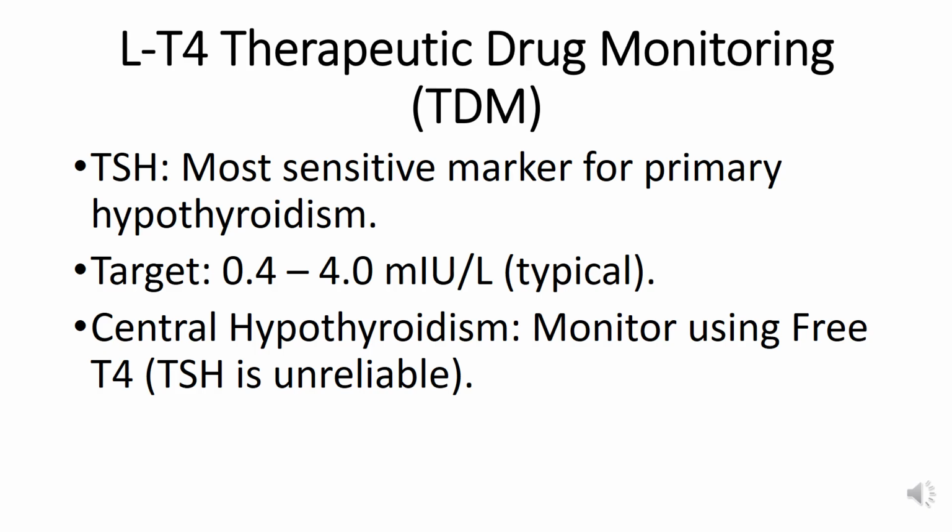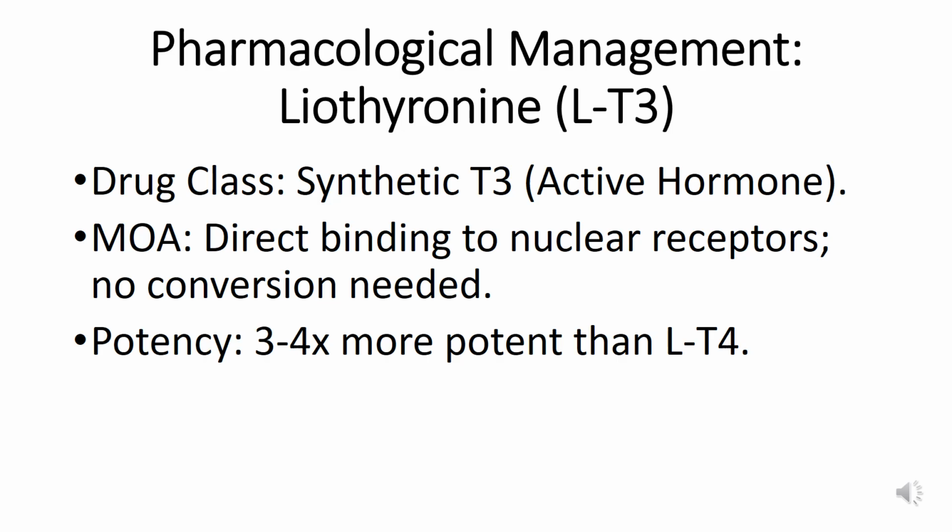Thyroid-stimulating hormone remains the gold standard monitoring marker for most patients with primary hypothyroidism, with a typical target range of 0.4 to 4 milli-international units per liter. However, in central hypothyroidism, thyroid-stimulating hormone becomes unreliable, and free thyroxine should be used to guide levothyroxine therapy and assess treatment effectiveness.